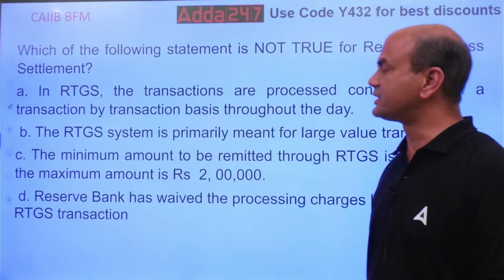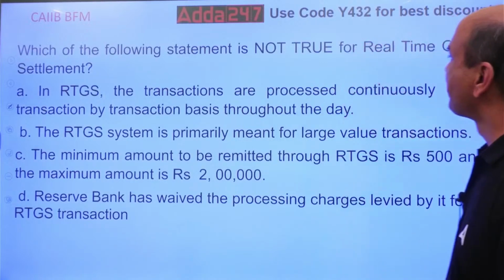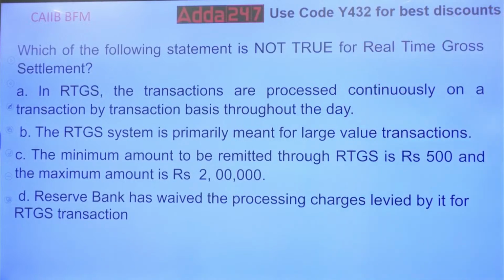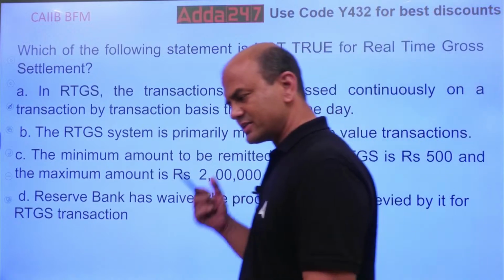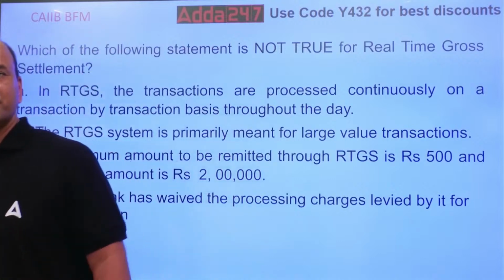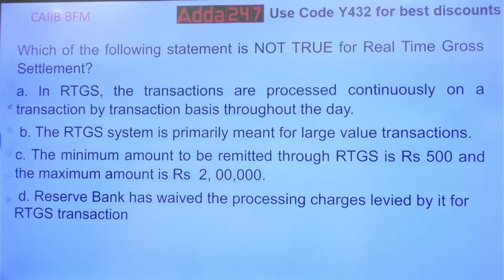Which of the following statements is not true for RTGS? This is the simplest one possible. Read this. I will not read this. You will immediately get the answer. Think over it. Not true for RTGS. Transactions are processed continuously on a transaction by transaction basis. This much you must know at the CAIIB level.